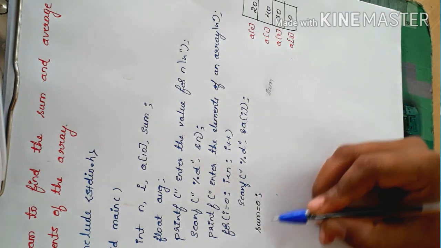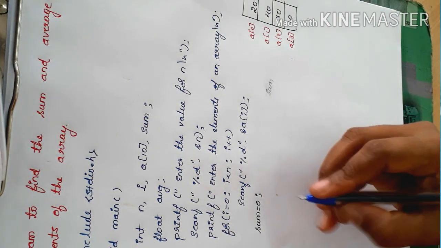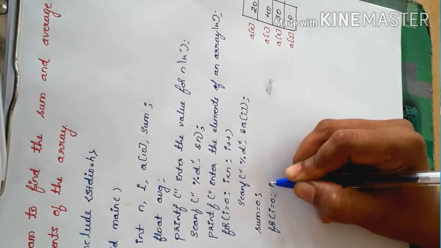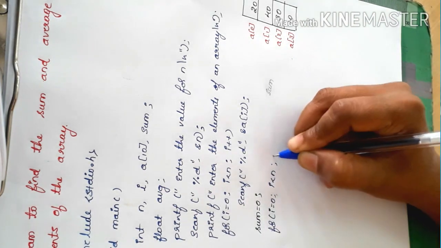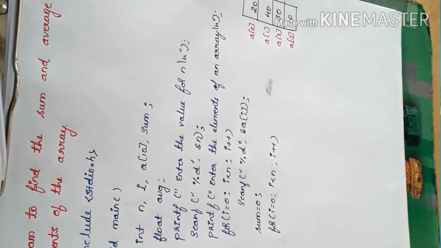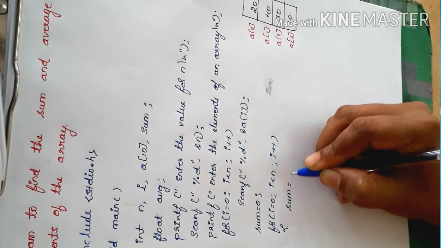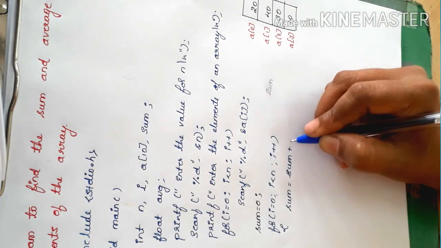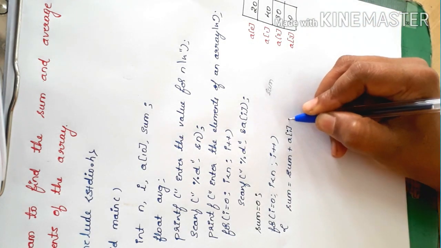Take a variable sum, initialize it with the value 0. Next, take the elements from the array one by one and add each to sum. Sum is equal to sum plus A of i.